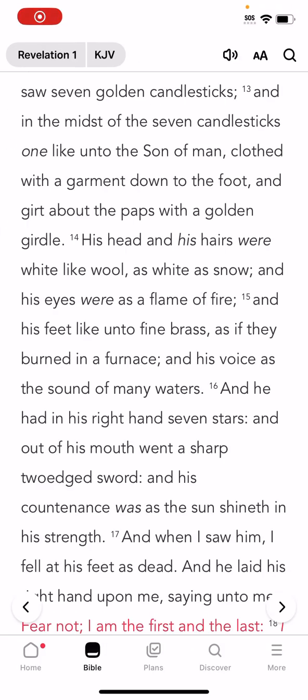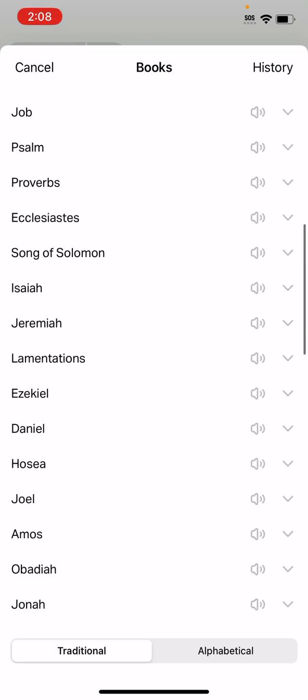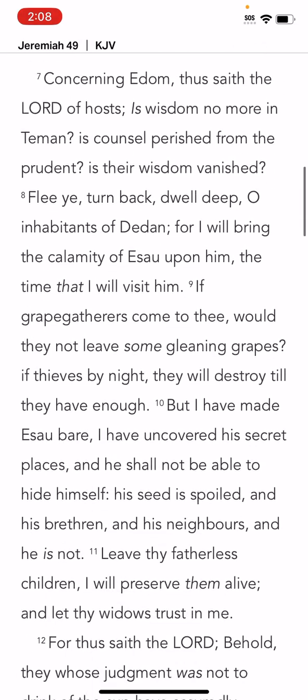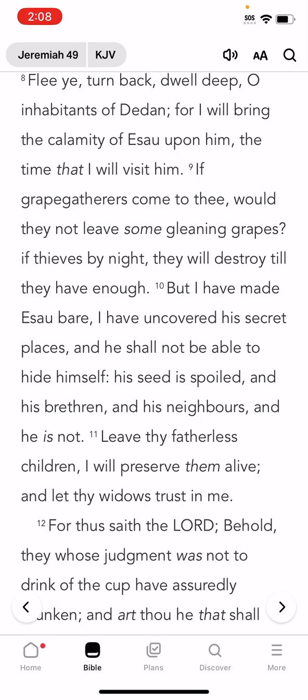I just want to bring out one scripture on that, and then there was one other point that I want to make with that penny. But the scripture I want to bring out was Jeremiah chapter 49 and verse 10. I made a little quote on it: But I have made Esau bare, and I have uncovered his secret places, and he shall not be able to hide himself. His seed is spoiled, and his brethren, and his neighbours, and he is not.